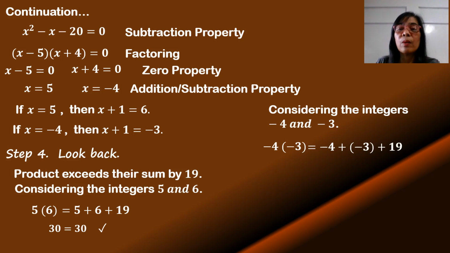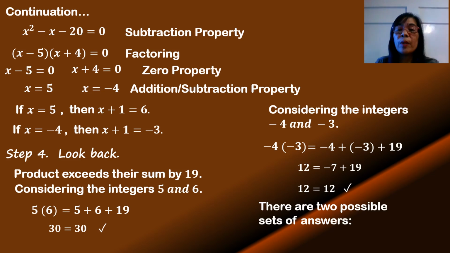Is it equal to negative 4 plus negative 3 plus 19? So we obtain 12 is equal to negative 7 plus 19, or 12 is equal to 12. That means the second set of solutions also satisfies the condition. Therefore, we say that there are two possible sets of answers in the given problem. The consecutive integers are 5 and 6, or negative 4 and negative 3.